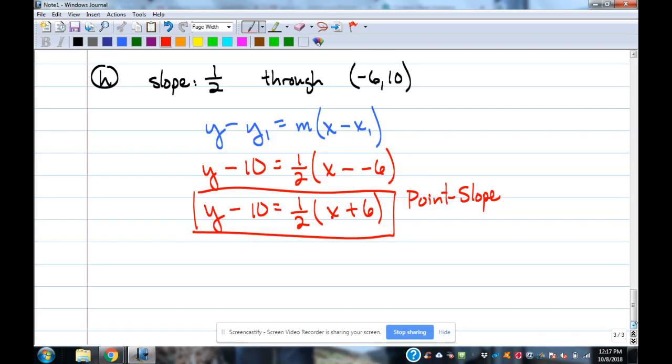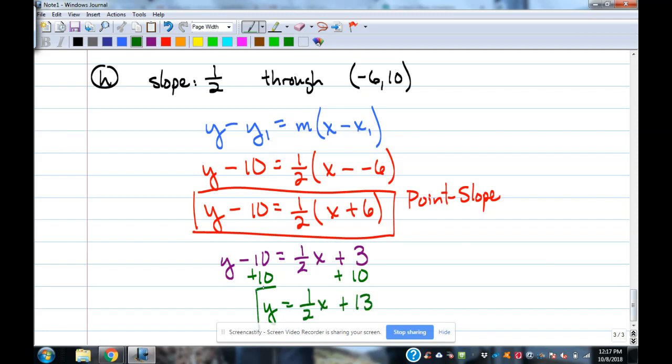Multiply 1/2 to everything on that side. So that's y minus 10 equals 1/2 x. What's 1/2 times 6? Half of 6 is 3. So I've just distributed 1/2 to both of those pieces. One more move gets y by itself. Add 10. So that'd be 13. 1/2 x plus 13. That's my slope-intercept.